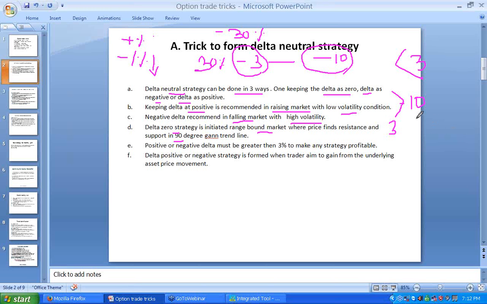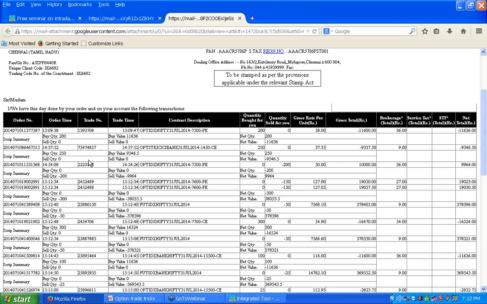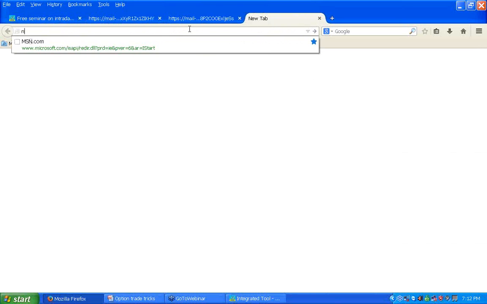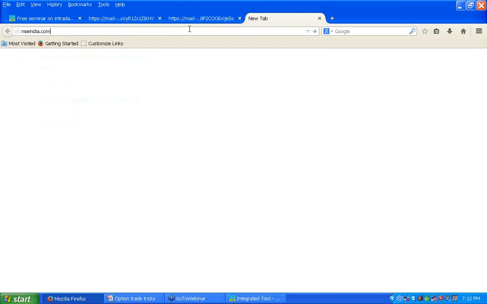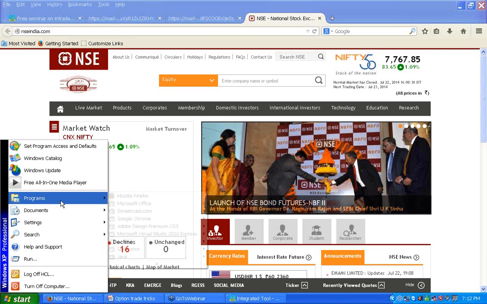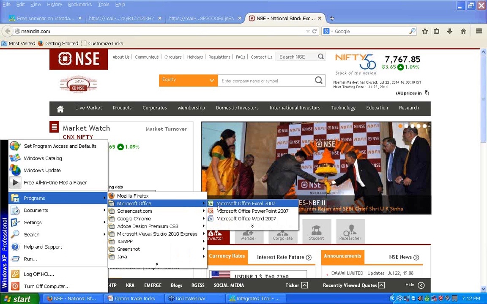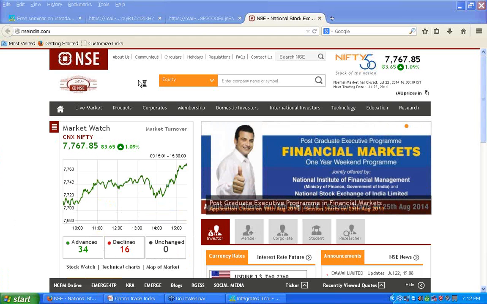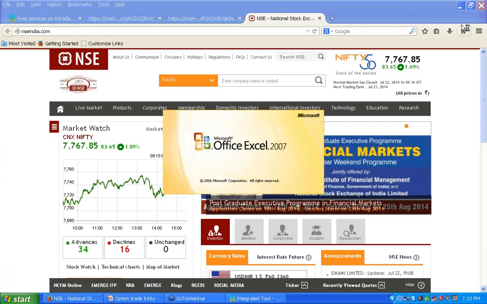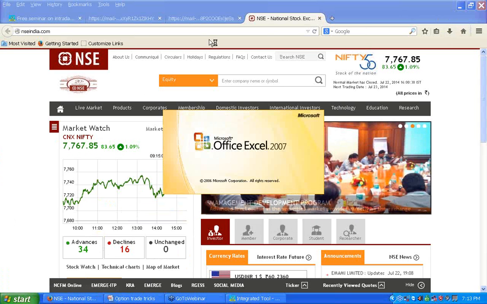So I'll just form one strategy and show you how it is formed. So we are going for that particular strategy. What information do we require? I'll just go for the NSE India site. So if you do not have any software, this is how you can form one option strategy. I'll also show our software by means of which I can demonstrate one strategy.